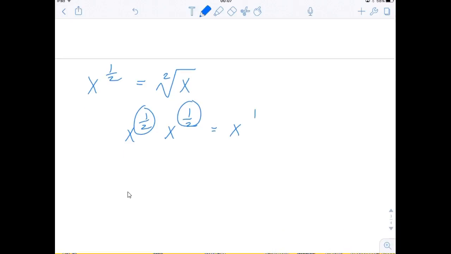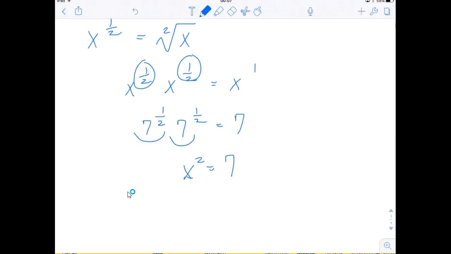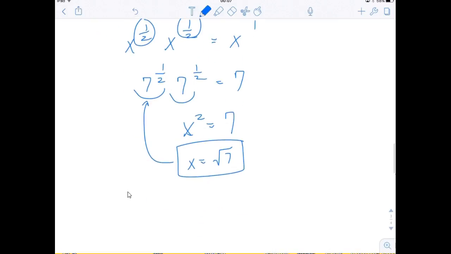Okay? Now let me put some numbers in here. I'm going to put 7 to the half times 7 to the half equals 7. Right? Okay. Do you notice that these two numbers are the same? If I have two of the same number multiplied times each other to get a 7, what is the value of the unknown number? Well, of course, it's the square root of 7, right? So that means that 7 to the half is actually square root of 7. Okay? So x to the 1/2 is actually saying square root of x.